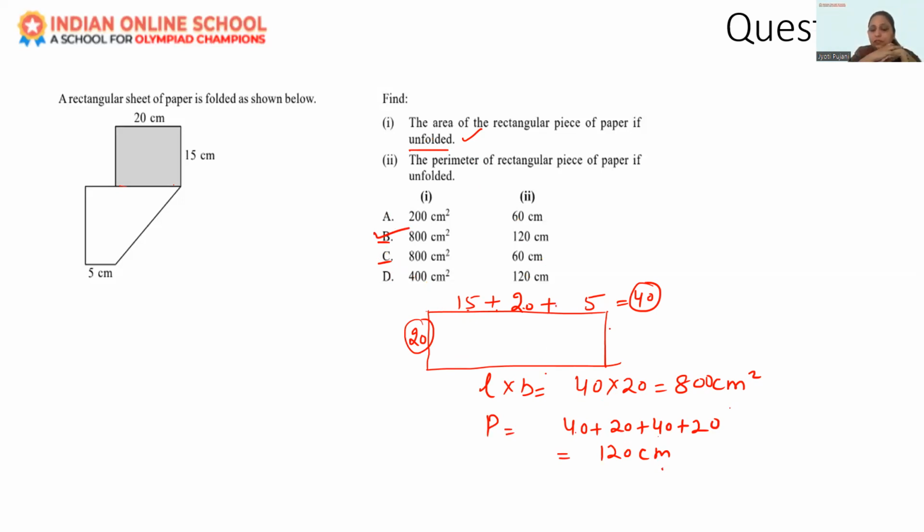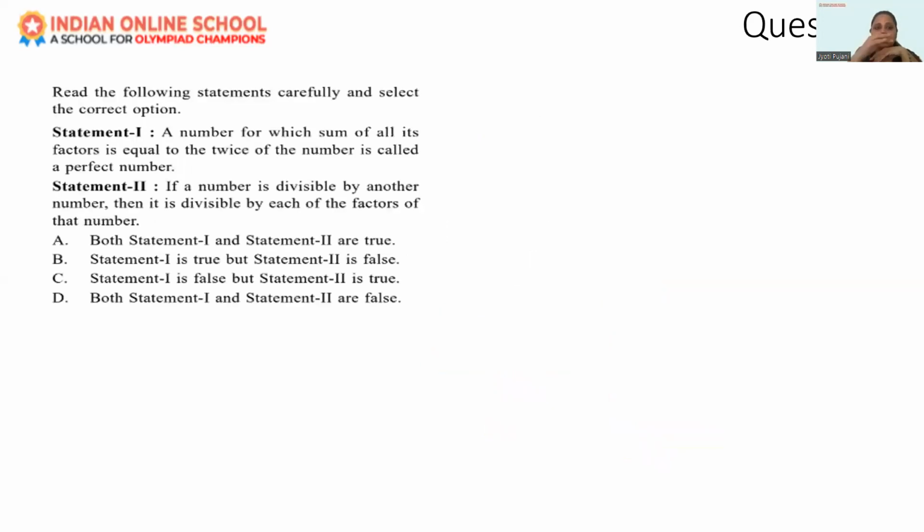Okay, got it? So, next, move to the next question. Read the following statements carefully and select the correct option. Statement 1. A number for which the sum of all its factors is equal to twice the number is called a perfect number. Statement 2. If a number is divisible by another number, then it is divisible by each of the factors of that number. These two statements have been given. So what option can be your answer?